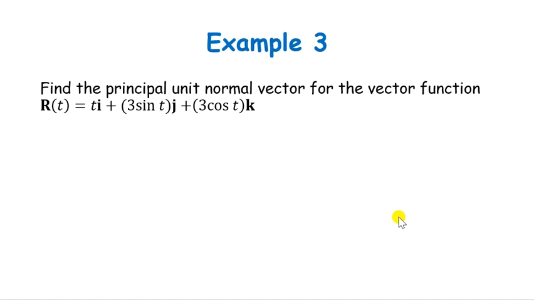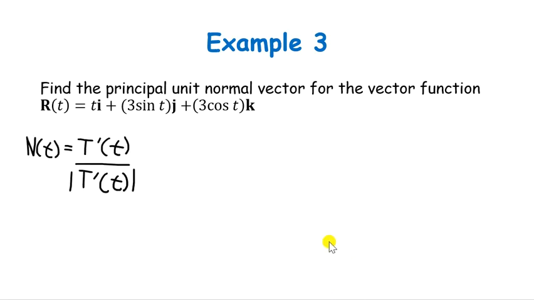To understand the unit tangent vector and also the principal unit normal vector, we're going to try example 3. Find the principal unit normal vector for the vector function r(t) equals t i plus 3 sin t j plus 3 cos t k. For the unit normal vector, the equation is given as the derivative of tangent divided by the magnitude of the derivative of tangent.